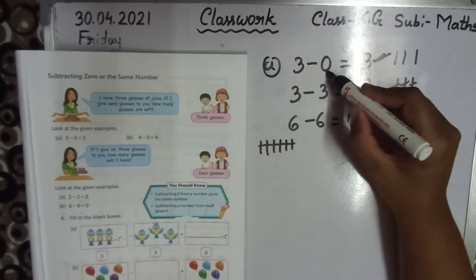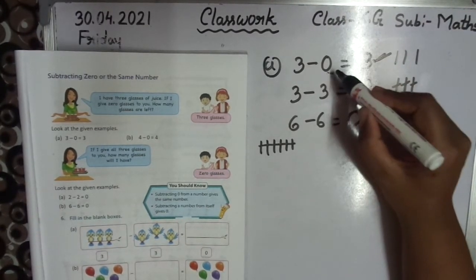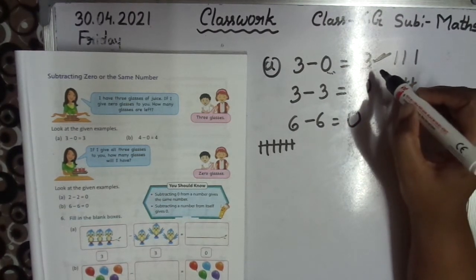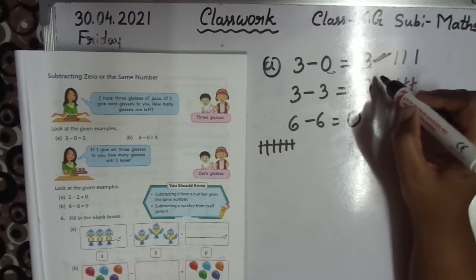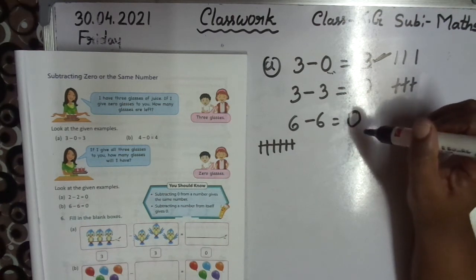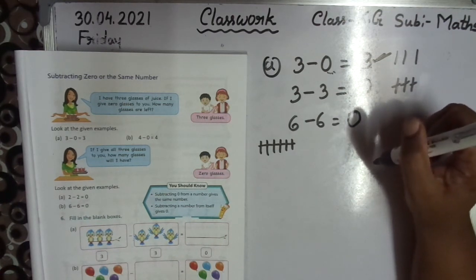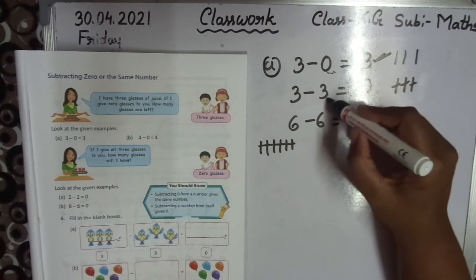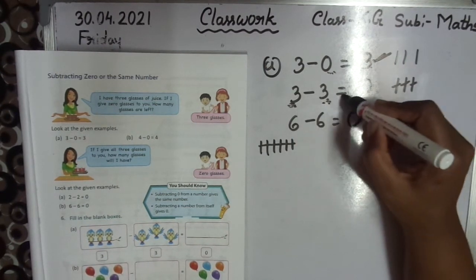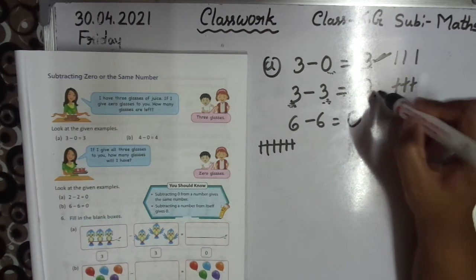Subtracting 0 from a number gives the same number. Okay. Subtracting a number from itself gives 0. Itself. See, the same number is here. Itself. So it is equal to 0.